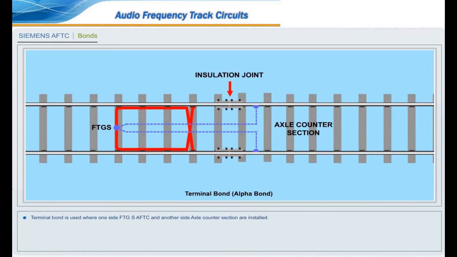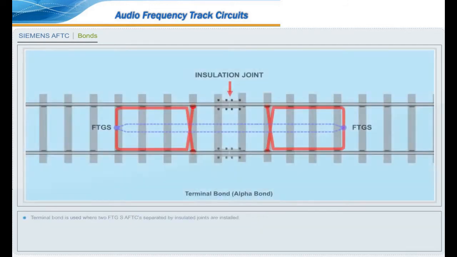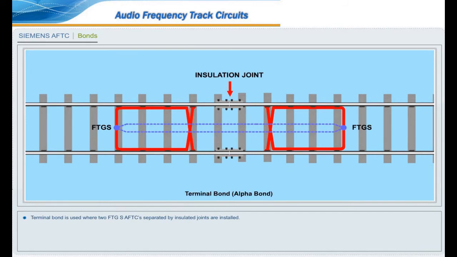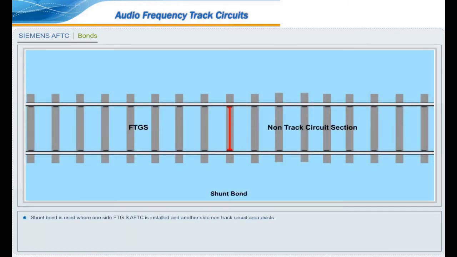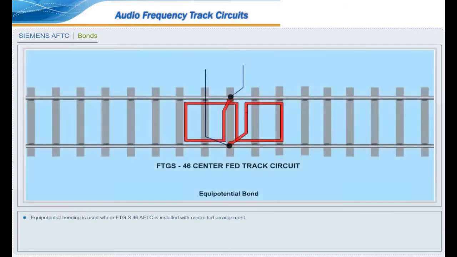Terminal bond is used where one side FTGS AFTC and another side axle counter section are installed. Terminal bond is used where two FTGS AFTCs separated by insulated joints are installed. Shunt bond is used where one side FTGS AFTC is installed and another side non-track circuit area exists. Equipotential bonding is used where FTGS46 AFTC is installed with center-fed arrangement.